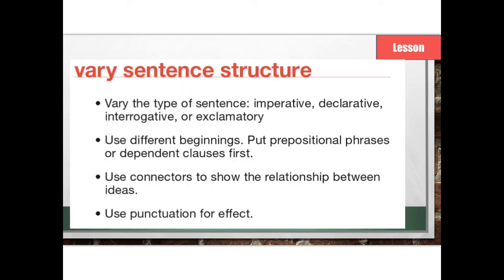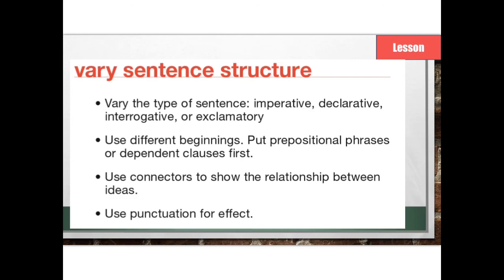Another way to help the reader stay engaged in the reading of your writing is to vary your sentence structure. Think about imperative, declarative, interrogative, or exclamatory sentences. Imperative is where you're giving orders, and declarative is where you're making a statement. Interrogative is where you're asking a question, and exclamatory is where you're exclaiming something, sometimes in surprise. Use different beginnings. Put prepositional phrases or dependent clauses first. Don't always start the sentence with I or my. That gets really boring really fast.